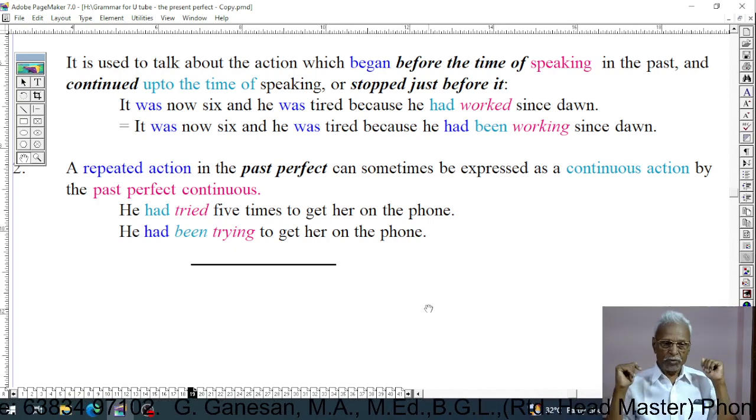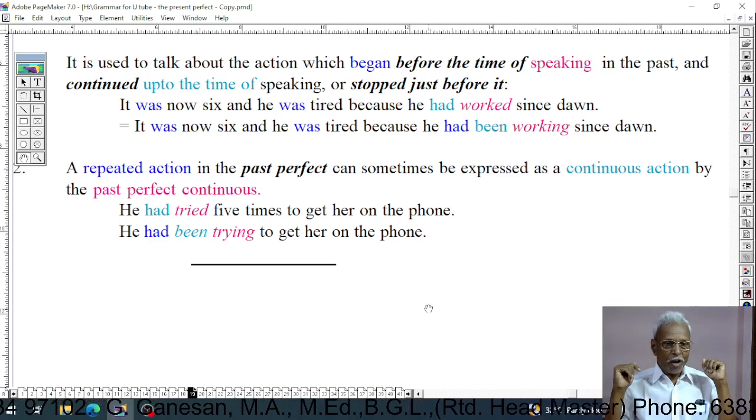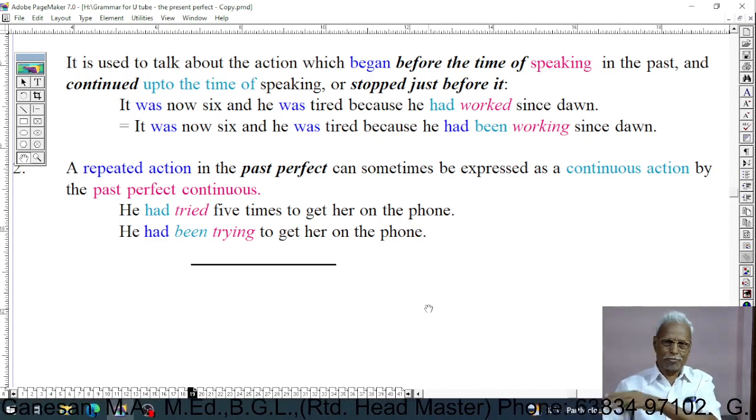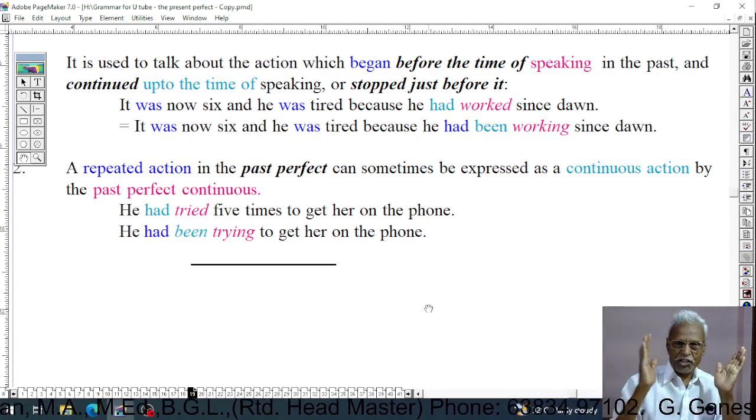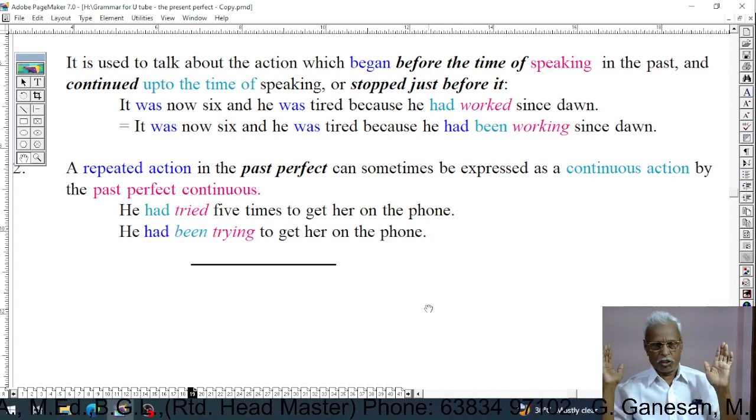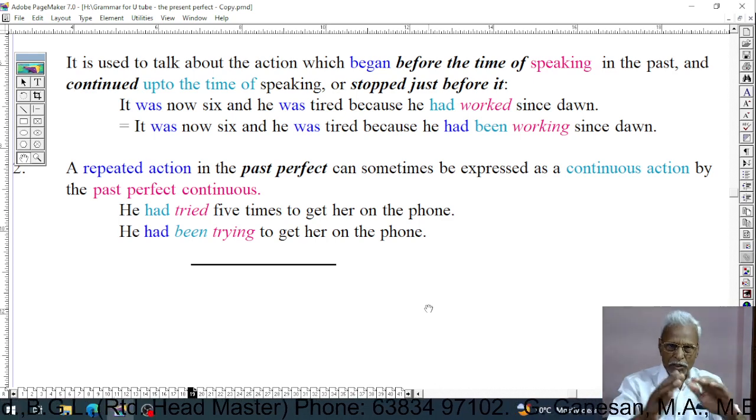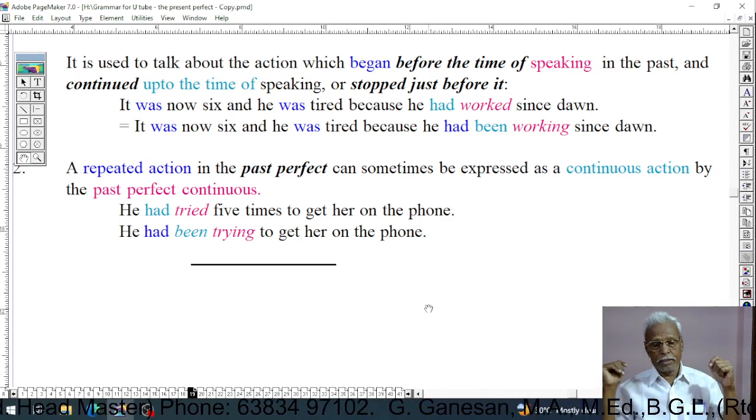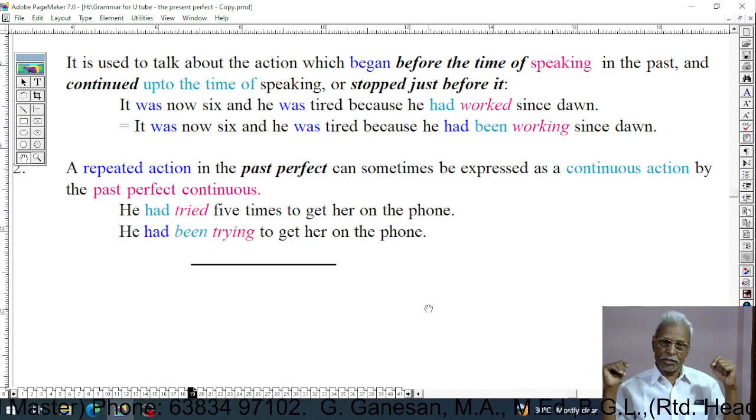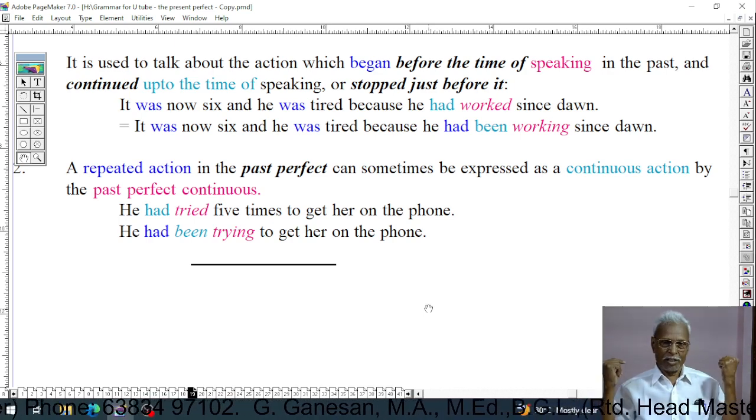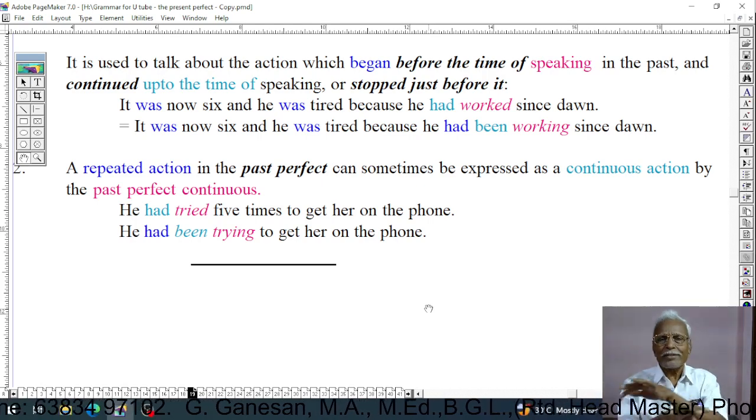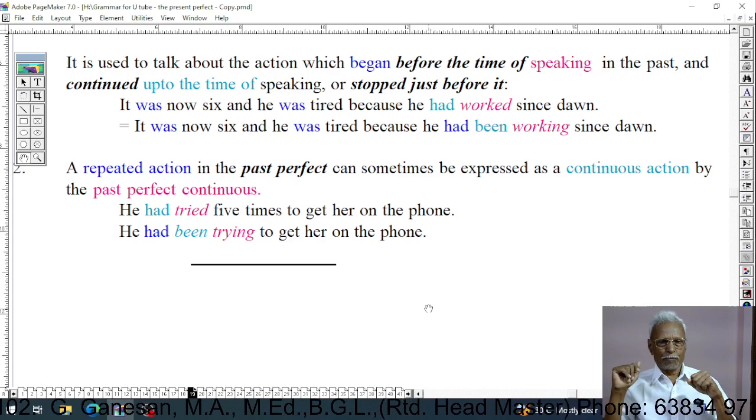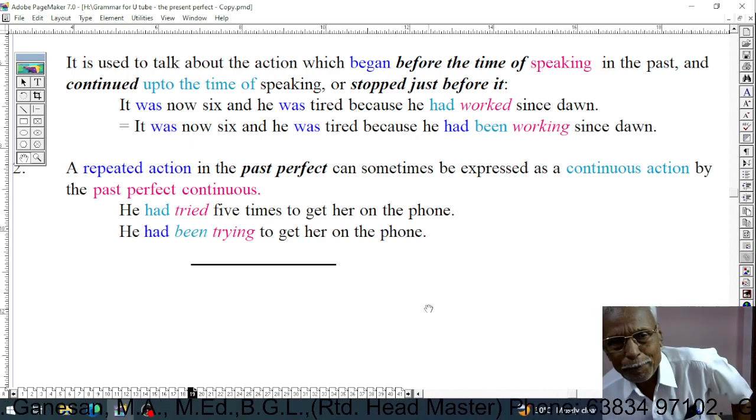You see, he had tried 5 times to get her on the phone. He tried 5 times. Now and then he tried. First he tried at 9 o'clock. He could not catch her. Then again he called her at 10. Gone. Then at 10. So like that he tried some 4 or 5 times. Yet he could not get her.